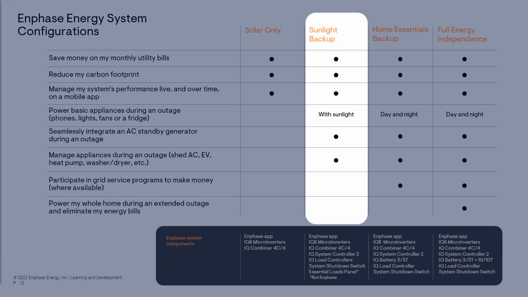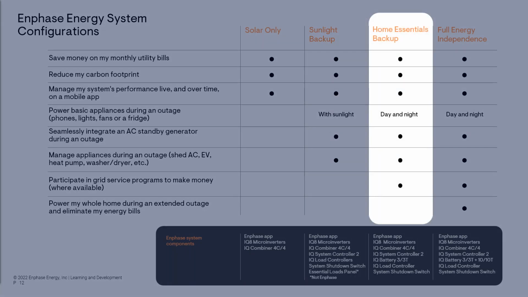The next column here is the truly innovative configuration that we call sunlight backup. This configuration can provide backup power to the home's essential loads if the sun is shining on the solar array. When offering this solution to homeowners, it's critically important to communicate not just the benefits, but also the limitations due to the natural variability of the power output.